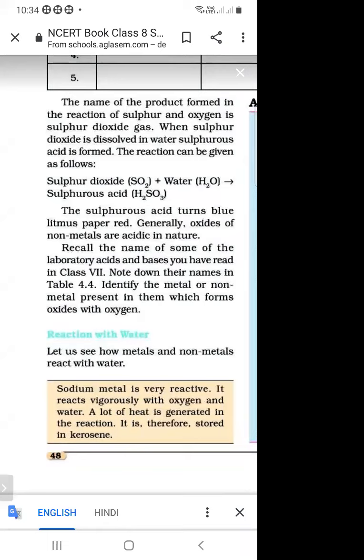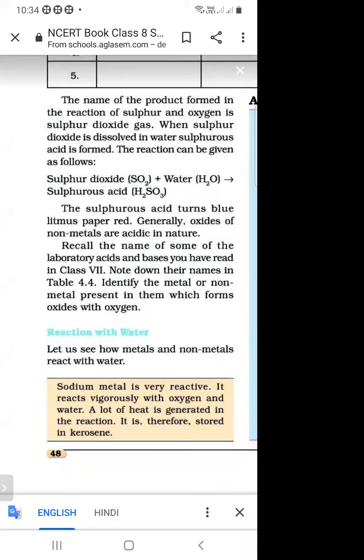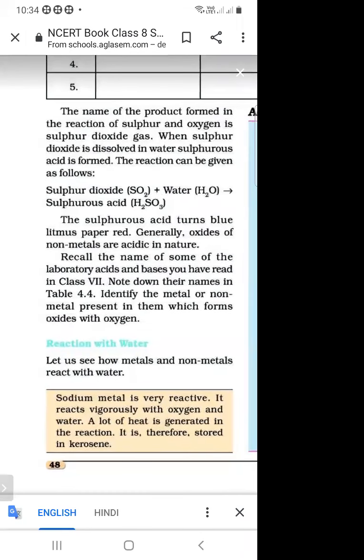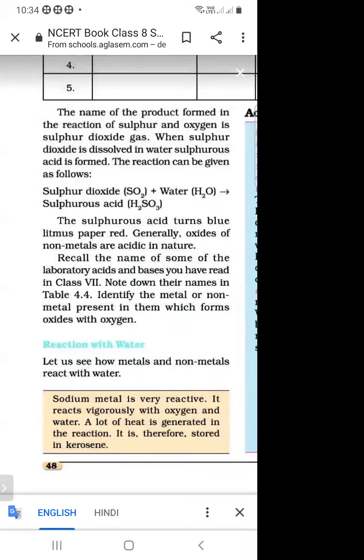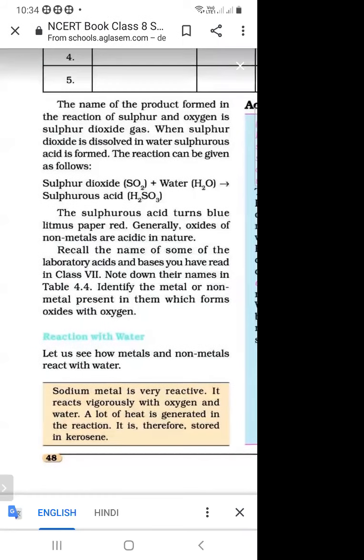As we know, sodium metal is a very reactive metal, and it is at the top of the reactivity series. When sodium metal reacts with oxygen and also with water, the reaction is exothermic. What do you mean by an exothermic reaction? A reaction in which a lot of heat is produced.